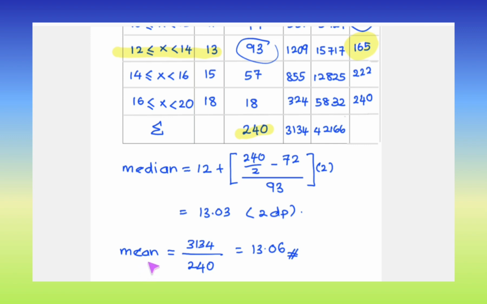Okay, next proceed untuk mencari mean. Mean is equal to 3134 over 240. So kita akan dapat 13.06.